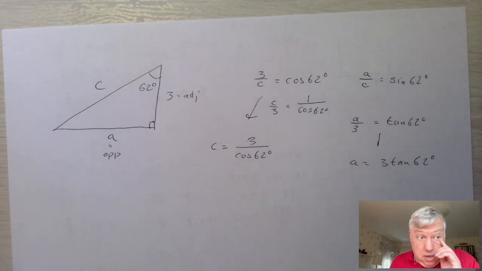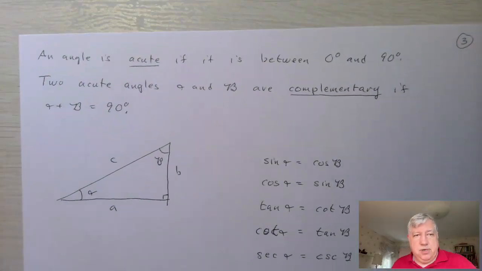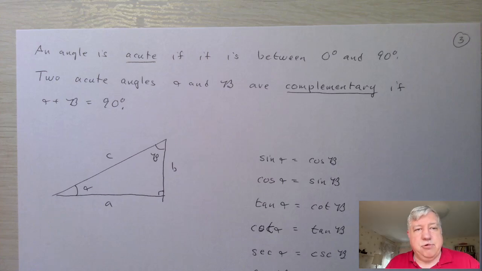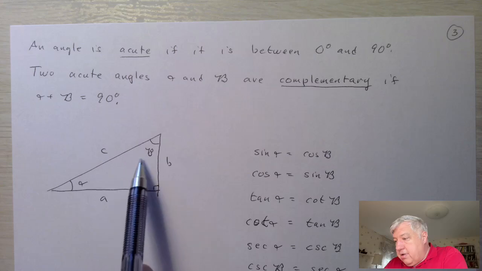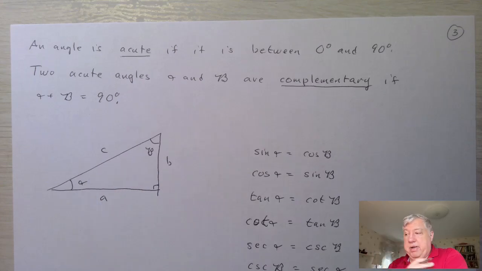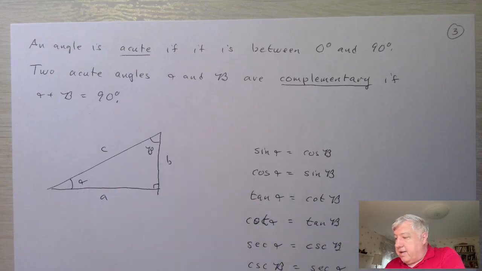All right. The last thing we want to talk about, you've probably seen this before too. A couple terms. An angle is acute if it's between 0 and 90 degrees. And if you have two acute angles, alpha and beta, and they add to 90 degrees, then they are called complementary. Okay, and that's what these angles are. Any two non-right angles inside of a right triangle are going to be complementary. That's what we've been using. This alpha and this beta have to add up to 90 degrees.